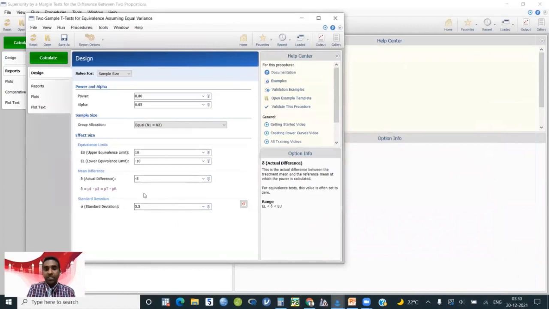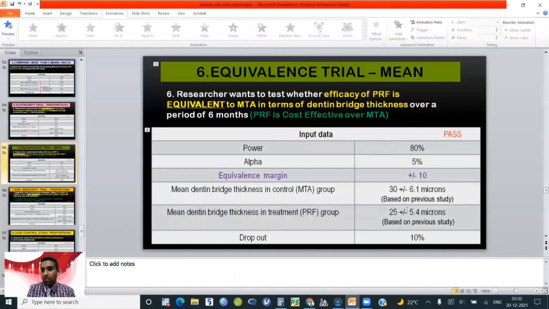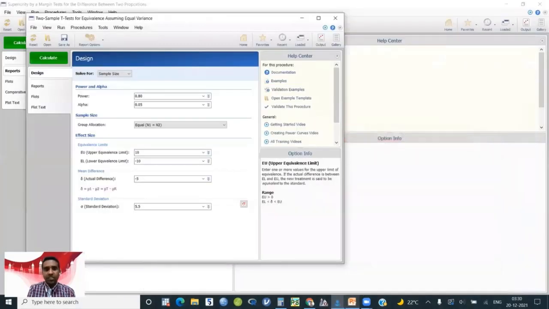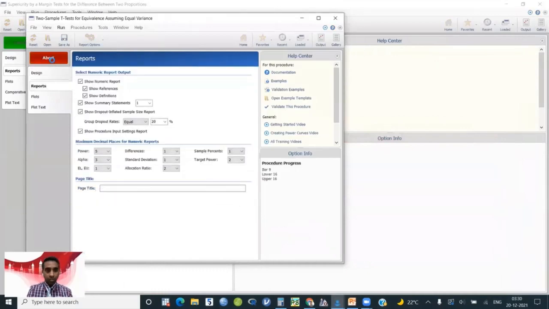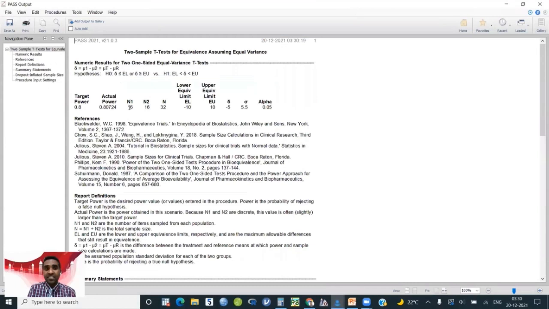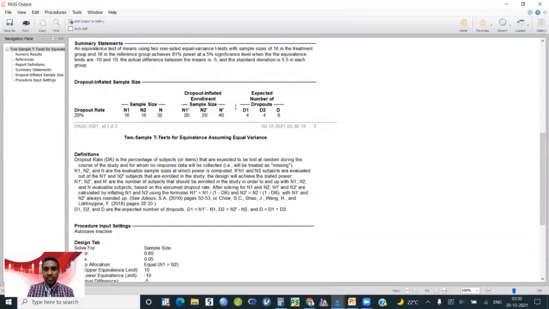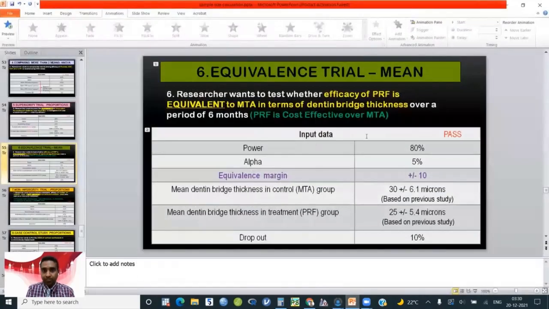Okay, so I mean 25 minus 30, we have to take it in the reverse direction. The standard deviations obtained are 6.1 and 5.4; let us assume a common standard deviation of 5.5. It reports a 20% dropout, and it shows that we need at least 16 in each group, total 32, to prove the statistics. Accounting for the dropouts, 20%, a total of 40 samples are required to prove that PRF is equivalent to MTA.